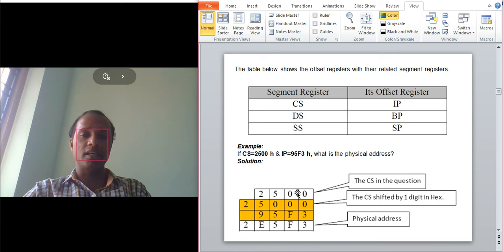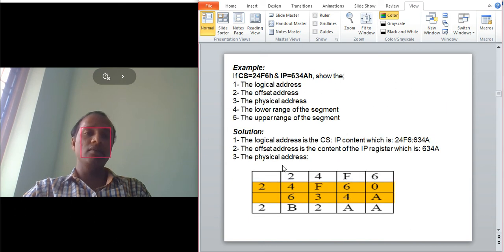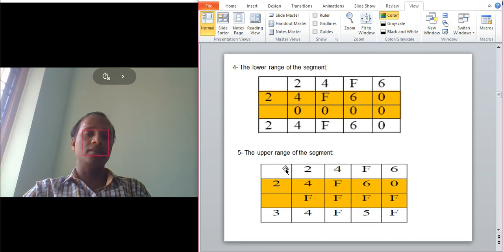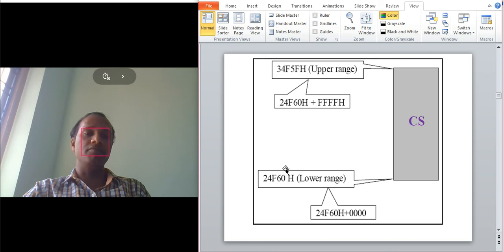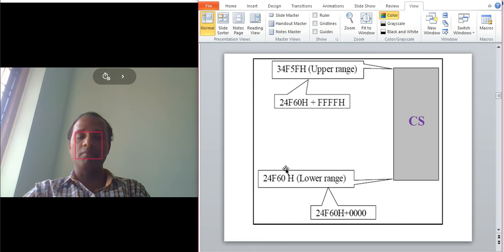This is one example for the physical address calculation of code segment memory. This is another example you can take for the code segment memory physical address calculation, in order to find out the logical address, offset address, physical address, and lower range and upper range, right? These are slides from different textbooks, and you can have different problems. Depending on that, you can go through the physical memory calculation for the 8086.